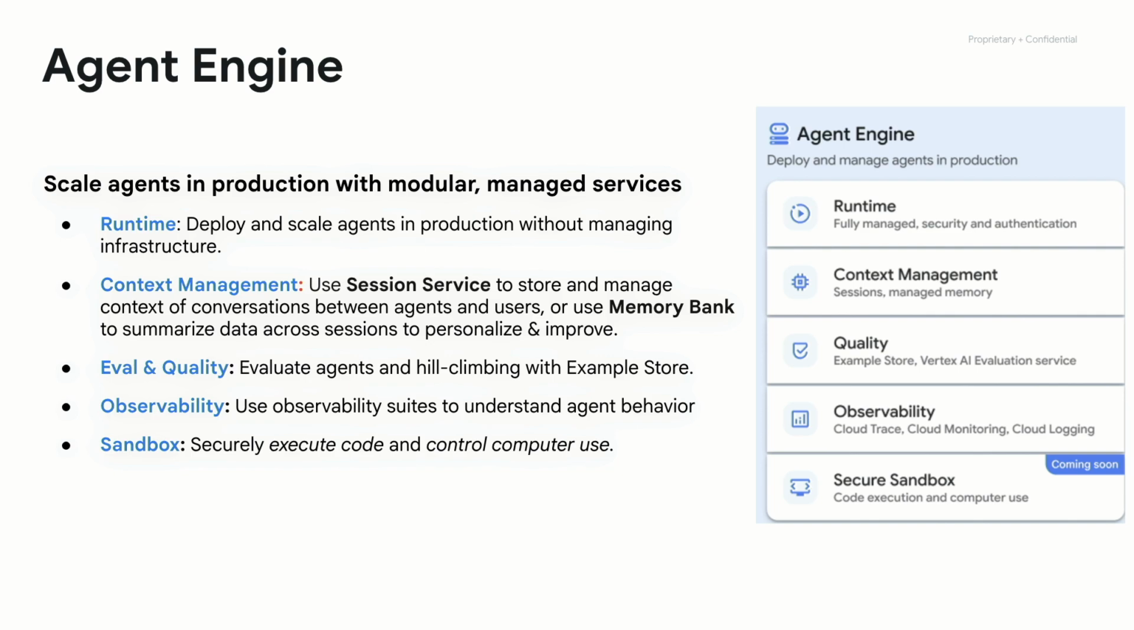We help you hill climb for better quality. You can use the evaluation service to measure the performance against the golden data set. And you can use the example store to dynamically guardrail your agents with few-shot examples, which can dramatically increase the determinism of your agent. And you're never flying blind. With the native integration to Cloud Trace, monitoring, and logging, you can see the exact decision path for each query, model costs, tool usage, and latencies, all in real time.